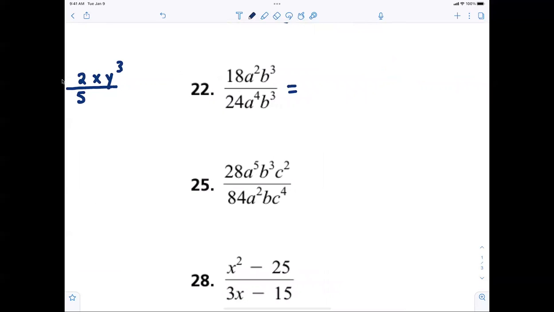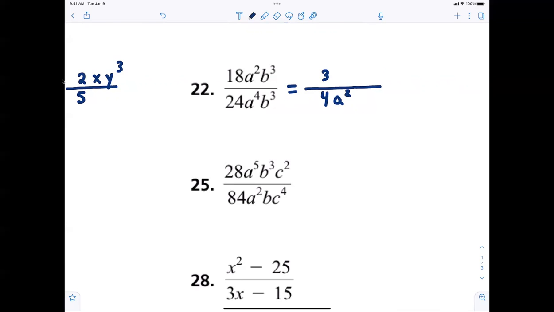I need some help with 18 over 24. What does that reduce to? 3 over 4. Anybody have any issues with that? So I'm doing 3 over 4. How many a's on the top? How many on the bottom? So that leaves me where? On the bottom. A squared on the bottom.